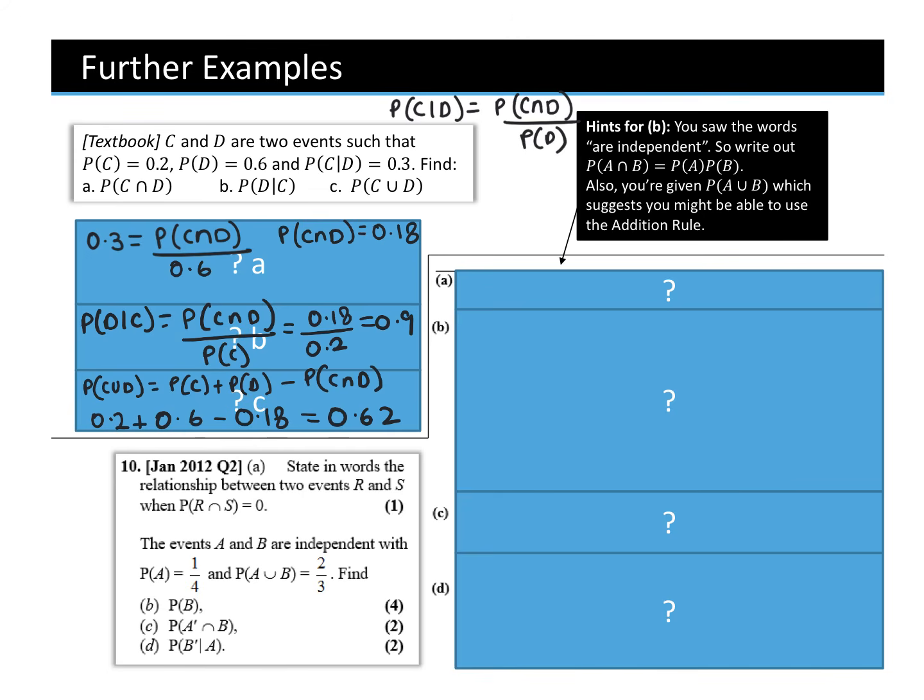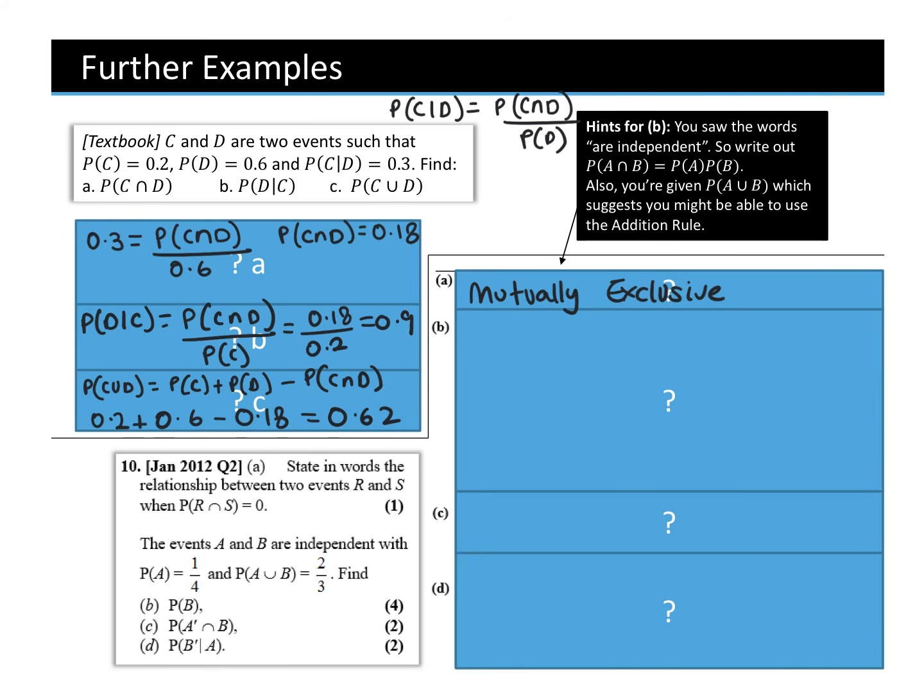Okay. Stating the relationship between two events R and S when the probability of R intersection S is 0. If their intersection is 0, what do we know? Absolutely, they are mutually exclusive. Okay, so mutually exclusive.